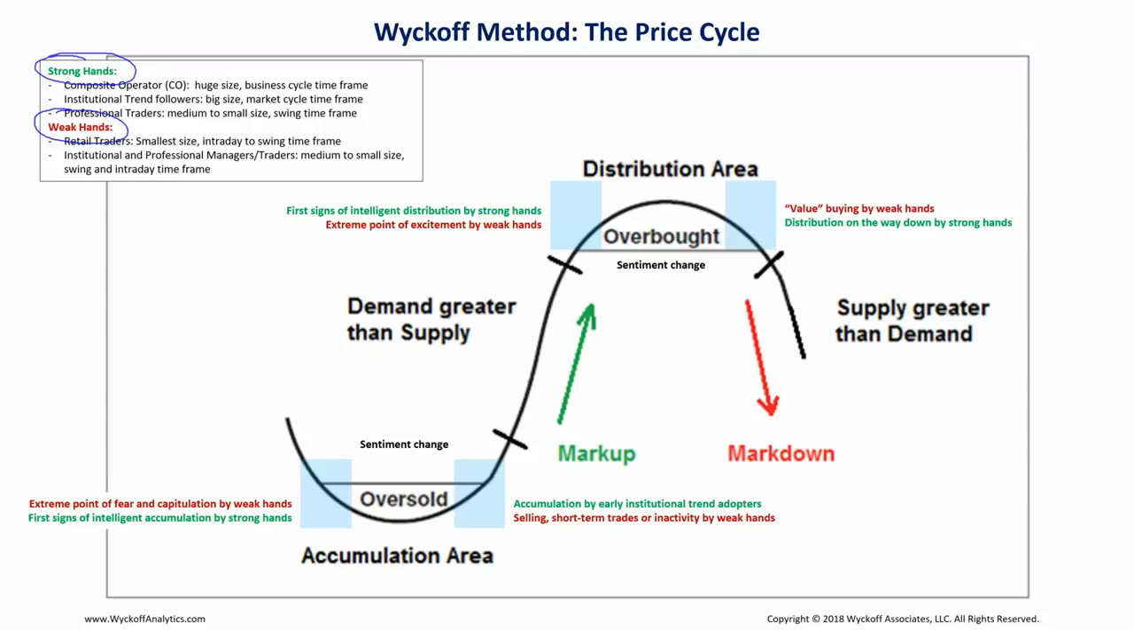And then we're going to say that usually strong hands are going to be the composite operator. Composite operator is going to have huge size. And the time frame for the composite operator is always going to be a business cycle and beyond that. Think about Warren Buffett and his average holding period for a winning or even non-winning stock. It's not a year. It's not 2 years. It's not 5 years. It's a decade or two. I mean, some of the holdings that he has had throughout his career have just been there for a long, long time. So this is the trait and the characteristic of the composite operator.